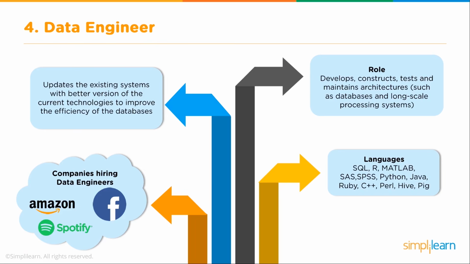What version of C++? So companies hiring data engineers are like Amazon, Spotify, Facebook. And they develop, construct, test, and maintain architectures such as databases and large-scale processing systems. And here we have our languages: SQL, R, MATLAB, SAS, SPSS, Python, Java, Ruby, C++, Perl, Hive, Pig. As a data engineer at this level, when you're talking about admin and updating all these databases, you need to know all the different stuff that's being used in the company.